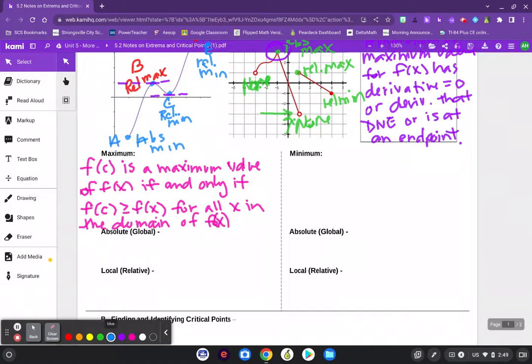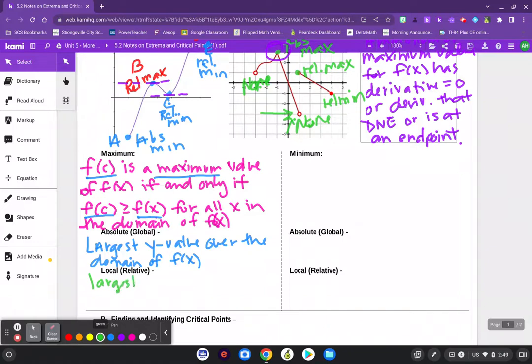In other words, this y value has to be bigger than every other y value. If that's true, this y value is bigger than every other y value, then that y value is the maximum. It's the highest point. Absolute means that it's the largest function value. I'm going to say y value because, again, mins and maxes are related to y value, so it's the largest y value over the domain of f of x. Versus a local or relative maximum is the largest y value or largest function value.